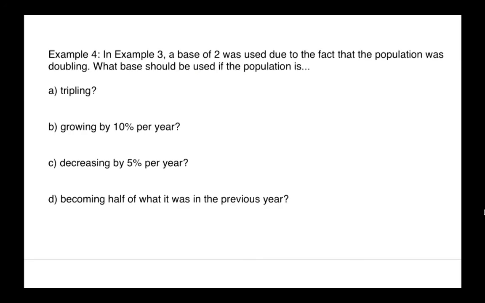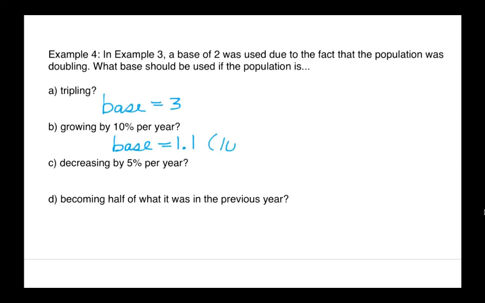Now that's all great if you have a base of 2, and we use the base of 2 because the population was doubling. But we want to consider other cases and know what to do with the base. So for example, if we had a situation where the population was tripling, then it makes sense to use a base of 3.